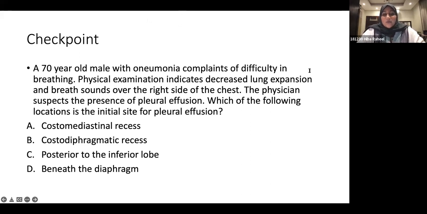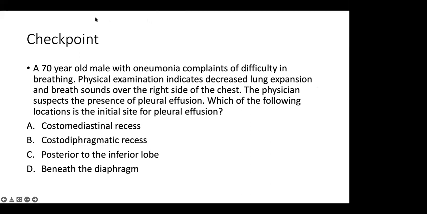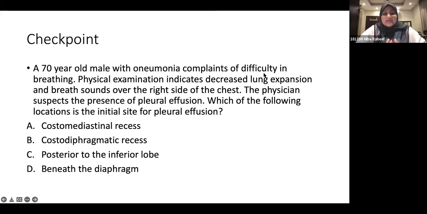Now, for those who don't know, who can explain what pleural effusion is? Instead of me explaining, someone explain what pleural effusion is. I want to hear it from you guys. What do you think it is? When the fluid leaks out of the... Excellent, exactly. That's exactly what it is.